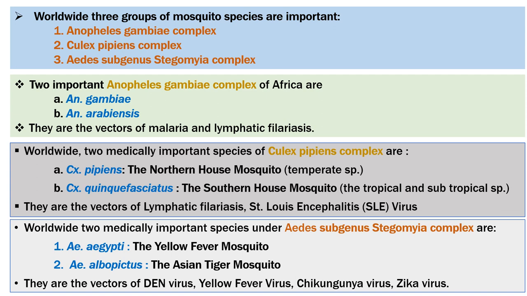Two medically important species under the Aedes subgenus Stegomyia complex are Aedes aegypti and Aedes albopictus. Aedes aegypti is also known as the yellow fever mosquito or the urban mosquito, and Aedes albopictus is known as the Asian tiger mosquito. They are the vectors of dengue virus, yellow fever virus, chikungunya virus, and Zika virus.